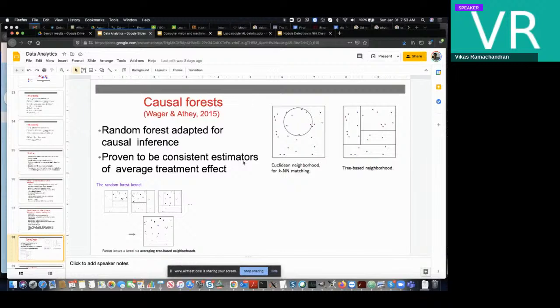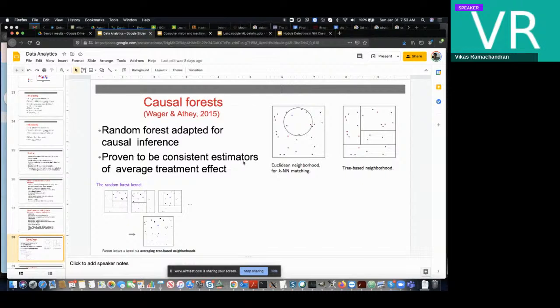So the idea is to use random forests. You can think of random forests as a supervised way to determine neighbors. If you look at random forests very quickly, it's a forest, so it has multiple trees, and each tree is a classification or regression tree. So we modified that to build each tree as a causal tree.